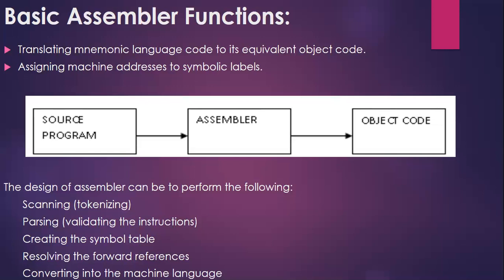The design of the assembler can be to perform the following. The assembler should perform certain jobs, so we'll see what the different jobs performed by the assembler are. First thing is scanning. First we need to scan the entire program and categorize its parts. That is called tokenization, or tokenizing. We need to create tokens, pieces of code.